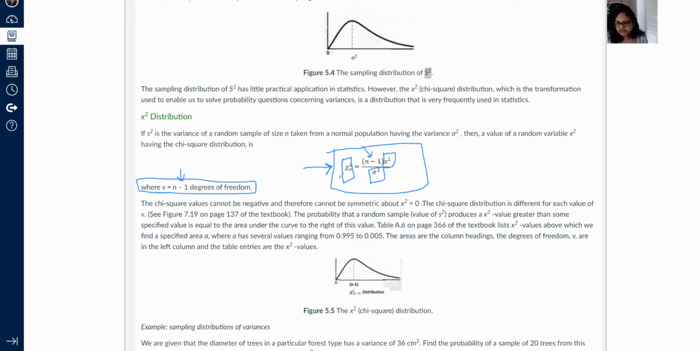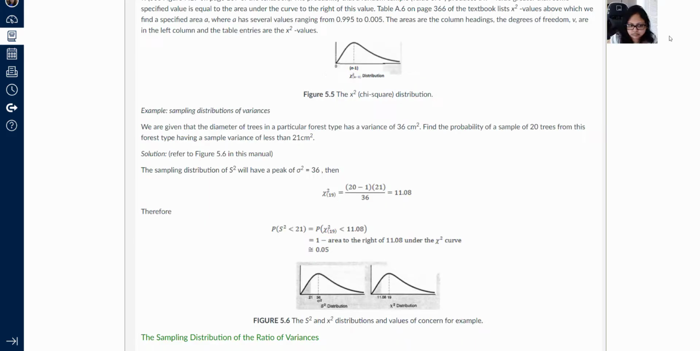Since we are talking about the variance, the chi-square values cannot be negative. If you find any negative value, that means you did something wrong. It will always be a positive value. So let me give you an example.